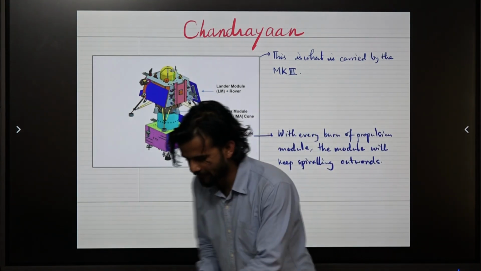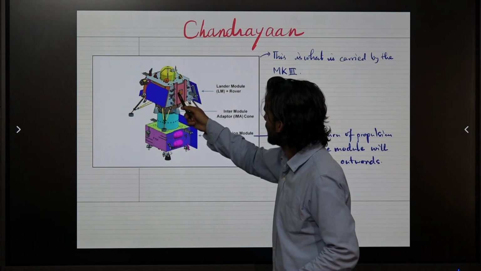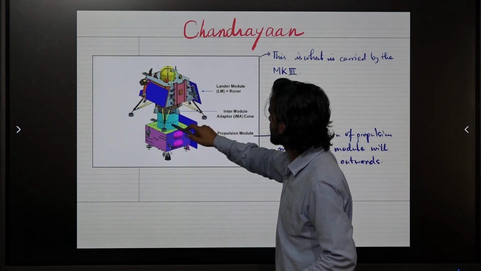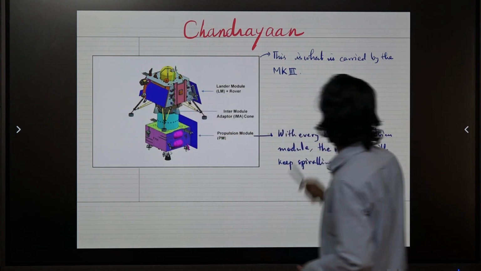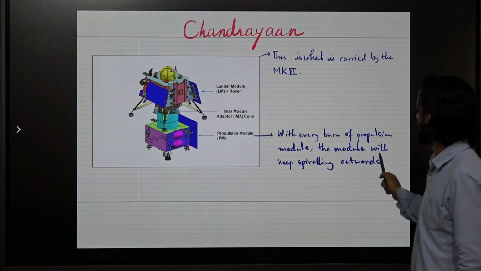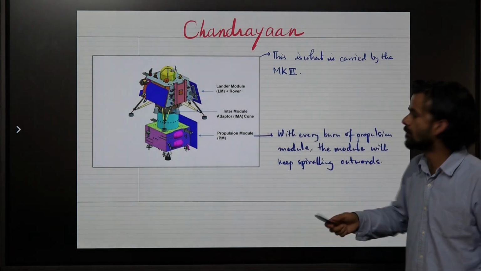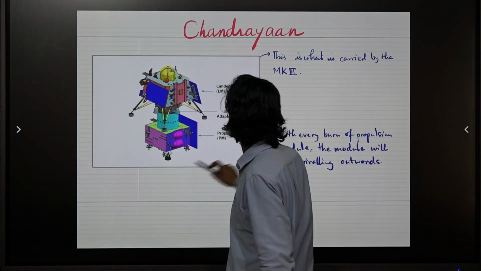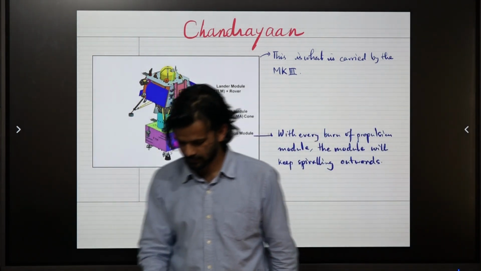So you have the lander module plus the rover. Where is the rover? The rover is inside. And this is the intermodule adapter, which connects these two. And this is the propulsion module. With every burn of the propulsion module, the module will keep spiraling outwards. So it keeps on moving. The movement of the lander and rover is because of the propulsion module. It takes things forward.